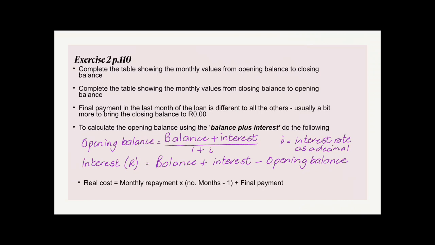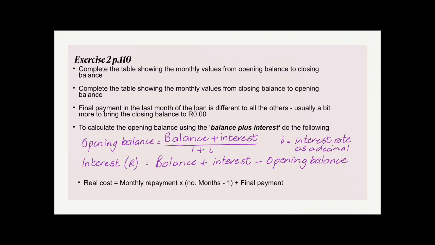In exercise 2, we did the modeling of the loan in a table. You had to complete the table showing the opening balance, all the calculations to the closing balance. Then you had to complete the table the other way around, working from the closing balance to the opening balance. The other thing we noticed was the final payment in the last month of the loan is different to the others. It is usually more than the monthly repayments for the previous, in this case, 299 months. And the reason for that is because your closing balance at the end of the life of the loan must be 0.